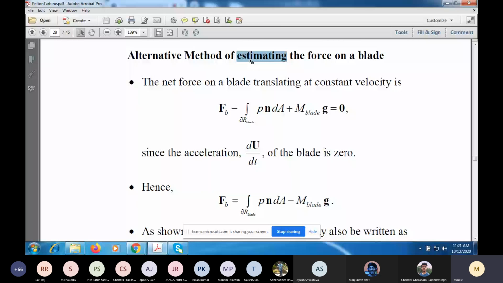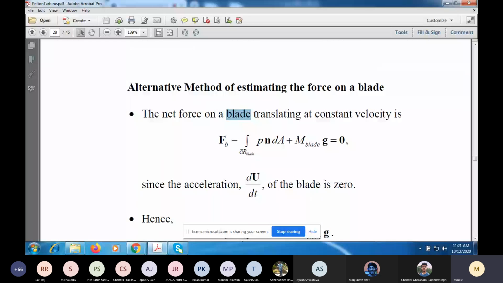Engineering is full of approximations, and in particular fluid mechanics is full of approximations. So you want to get an estimate which may not be the exact value, but an engineer doesn't always need the exact value. He may be happy with a prediction which is close. All right. Now let us look at the net force on the blade, which is translating at constant velocity.